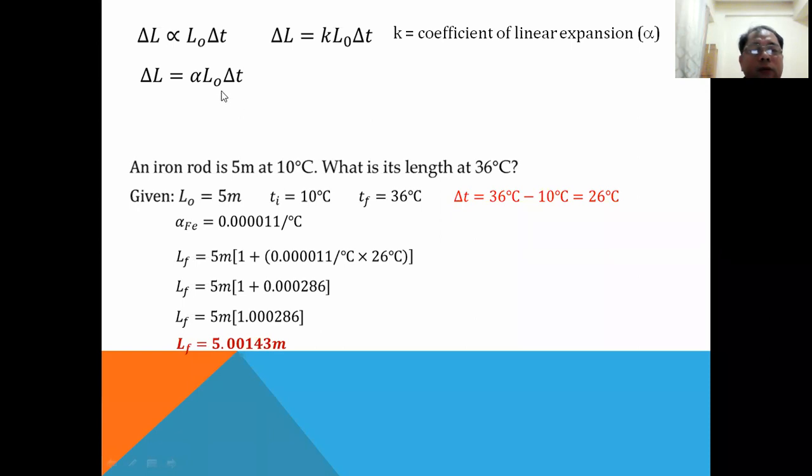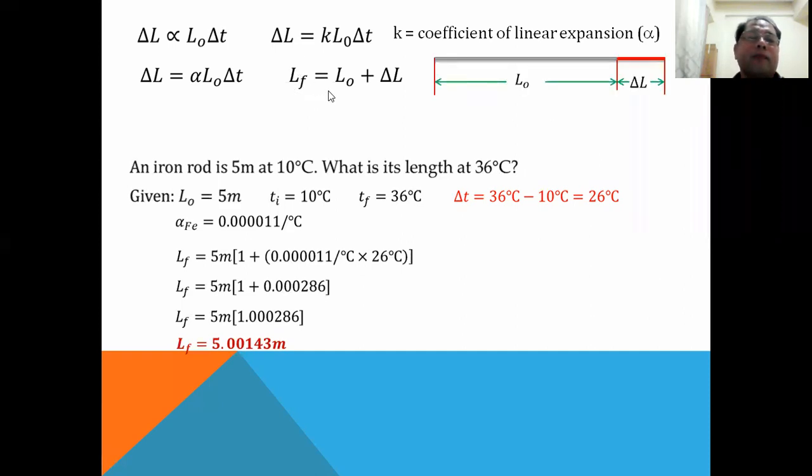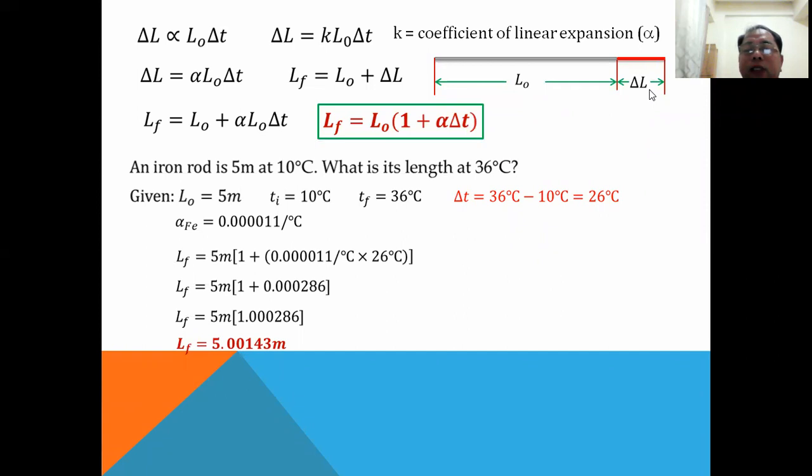Now, if we try to replace, the final length of the metal here is actually L0 plus delta L. If you add these two, that is how you get the final length of the material. So Lf is equal to L0 plus delta L. However, we already have an equation for our delta L, and we can replace it to this side. Substituting it, we will get this equation already. Since L0 is a common value, we can factor it out. Factoring out leaves you 1 plus alpha delta T. Again, delta T is our change in temperature, and L0 is our original length.